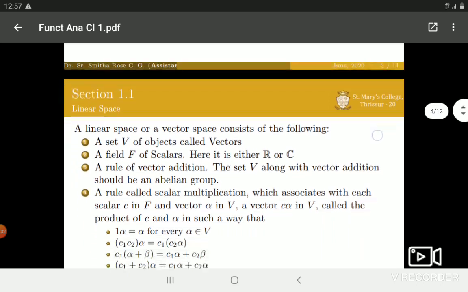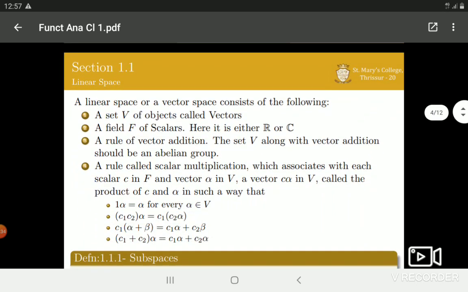So what is a linear space? A linear space or a vector space consists of the following. Four things are there. First of all, we should have a set V of objects called vectors. It can be n-tuples, functions, matrices, or anything. Any set V of objects called vectors. Secondly, we should have a field F of scalars.